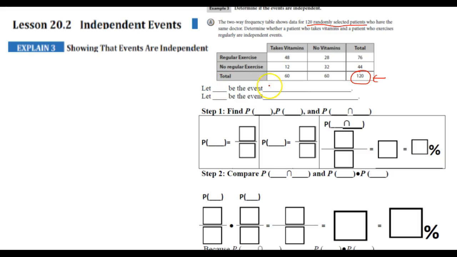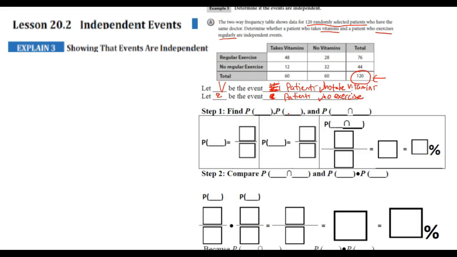So again, let's pick V for vitamins, since that's what they want us to do. V is the patients who take vitamins. And then for the other event, which is exercising regularly, let's use E for exercise, the patients or people who exercise. So this is vitamins and exercise, okay?